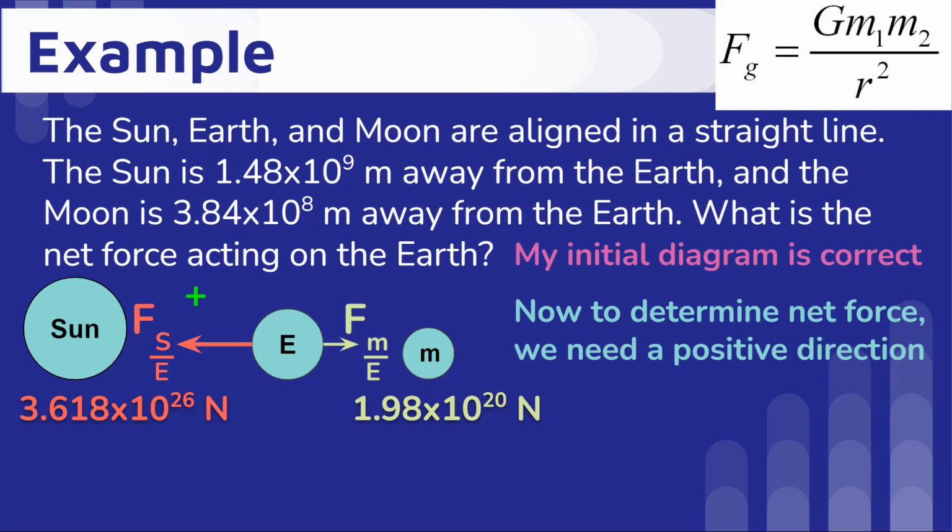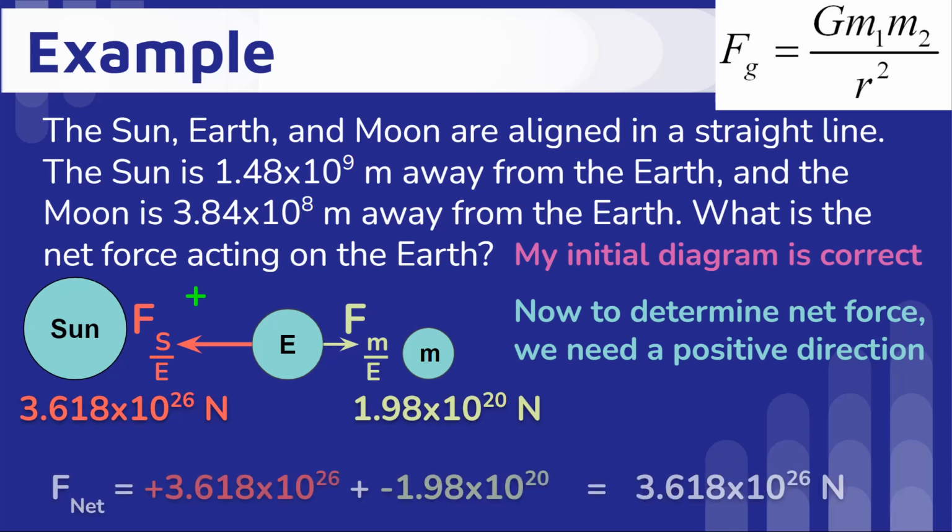So I'm going to go ahead and define anything moving toward the sun as the positive direction because I know that's the bigger one anyway, and that'll give me a positive answer. Okay, which means the way that I've drawn my picture, I have just described anything to the left as being positive. That means that when I find my net force, I have that positive 3.618 times 10 to the 26th, and I have negative 1.98 times 10 to the 20th. If I add them together, I get my net force, which just so happens to be 3.618 times 10 to the 26 newtons. And no, it is not always going to be exactly the same as this one. It just happens to be in this case. Okay, so that would be my net force. You're going to base it on the numbers you have.